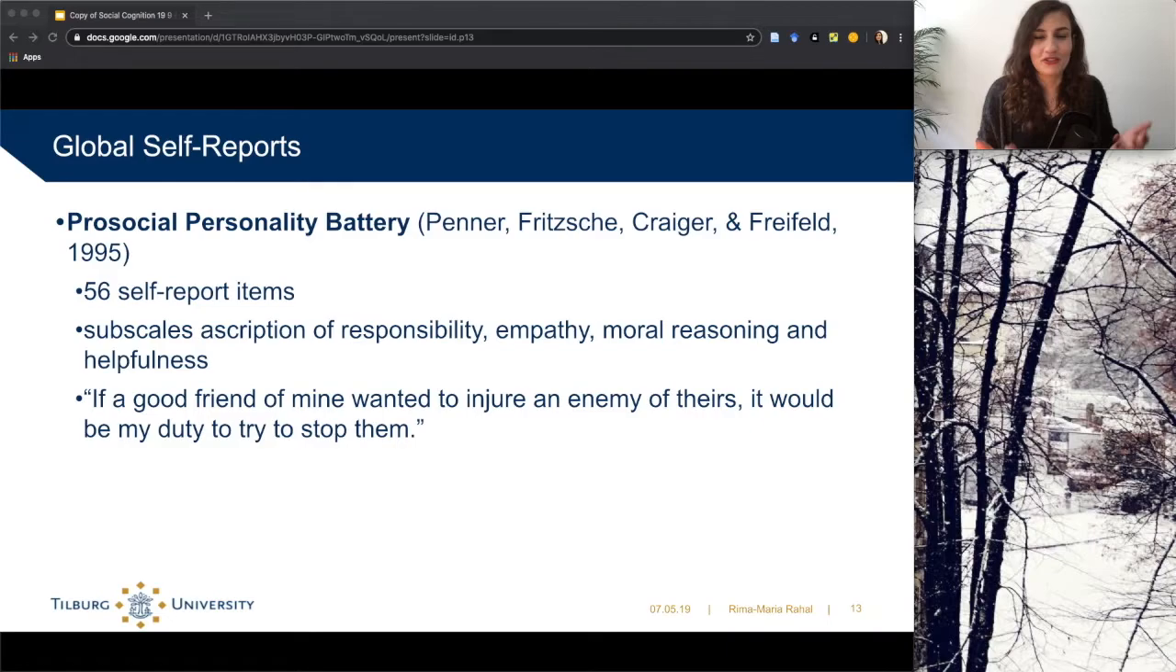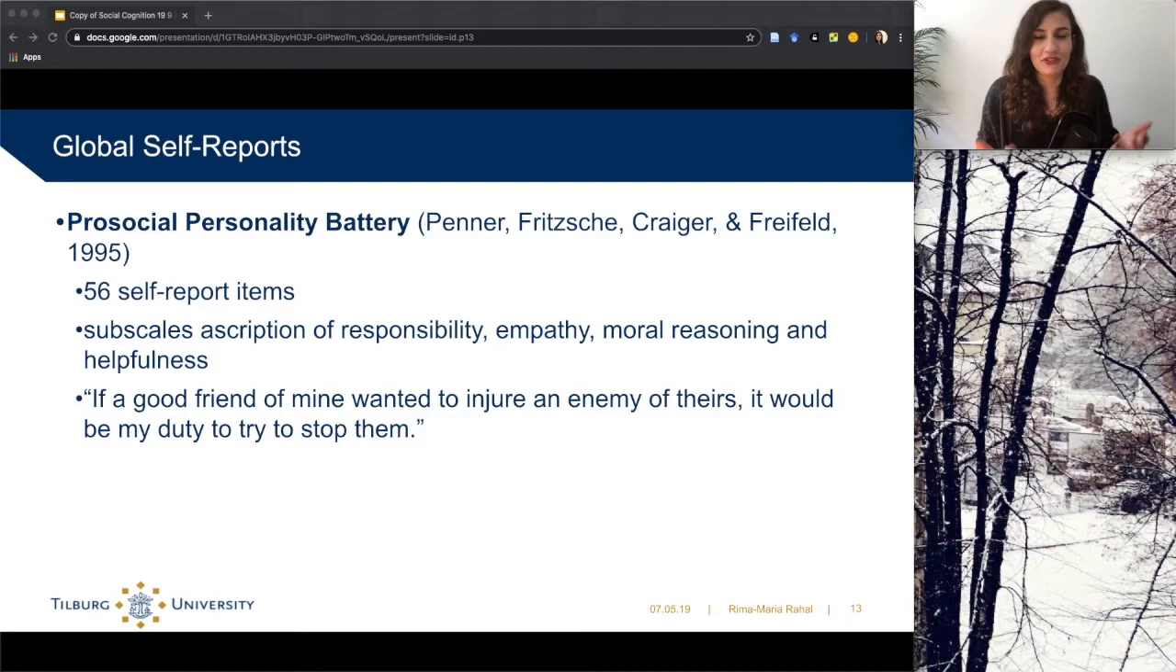But I'm going to give you some details so we can have some meat to actually start our discussion on. Okay, so for an example for self-reports, we could take a look at the pro-social personality battery. Here we have almost 60 questions that are asked to the participants that we want to know the prosociality of. And it has a couple of subscales. These subscales address specifically facets of prosociality, such as who's responsible for their behavior, how empathic is the person, how do they reason morally, and how helpful are they.